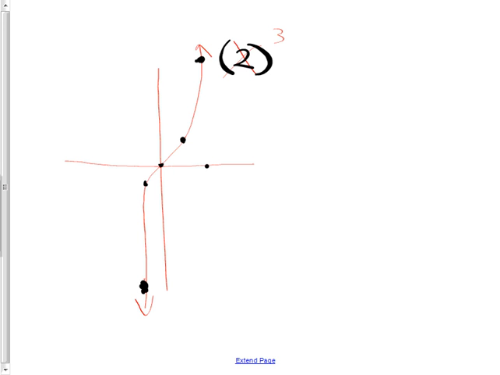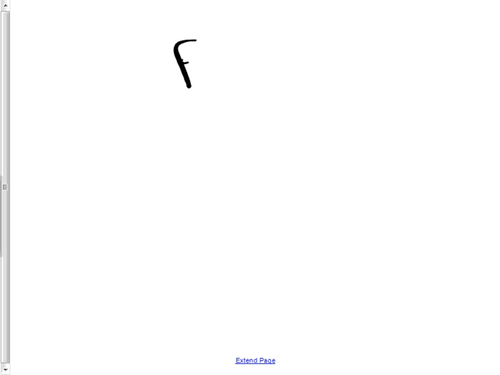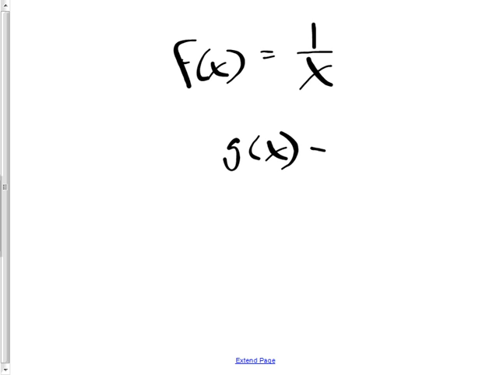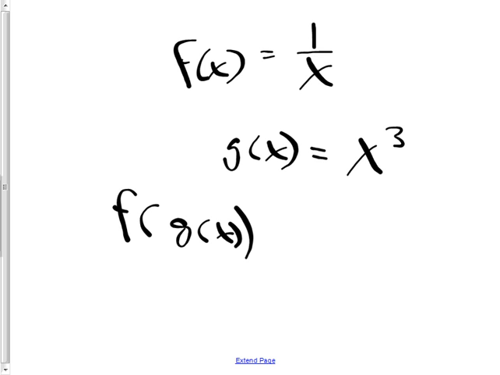Now, here's the hard part. What happens if I do this? f of x is 1 over x. g of x is x cubed. What's f of g of x? Well, which function goes into the other one? Which one's on the inside? It's been swallowed. g got swallowed. So this one has to go inside of this one. So what's it going to look like? 1 over x cubed. Good.